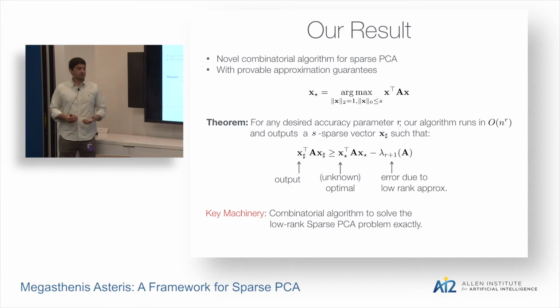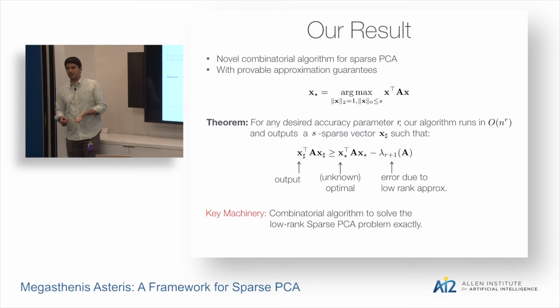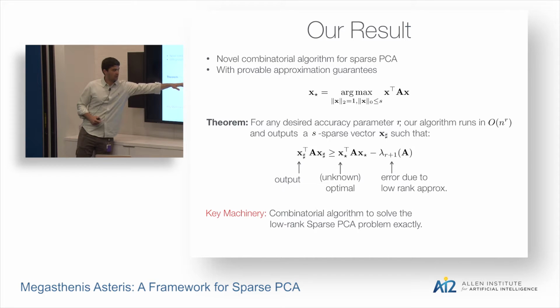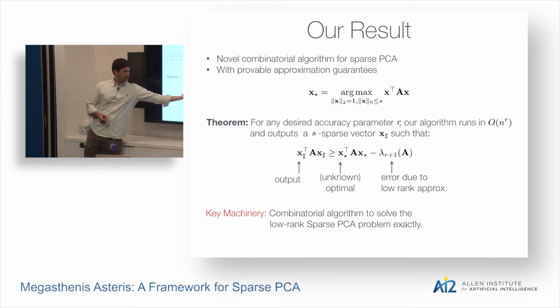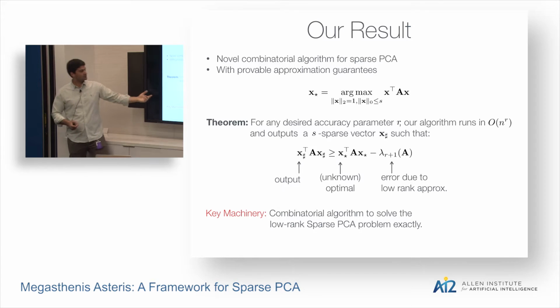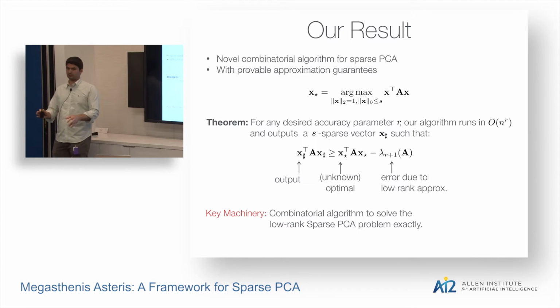We have a new algorithm to attack this problem. Our algorithm comes with spectral guarantees. It has the following form. You give me the input matrix A. You give me an accuracy parameter r. And n is the dimension of my input data. The algorithm will run in complexity n to the r. And it will output a vector x sharp with at most s non-zero entries. And what I guarantee you is essentially that the objective value that I will attain is at most this far away from the unknown optimal value. Okay, so x star is the optimal s-sparse vector that I'm looking for, and lambda subscript r plus 1 denotes the (r+1)th eigenvalue of my input matrix A.